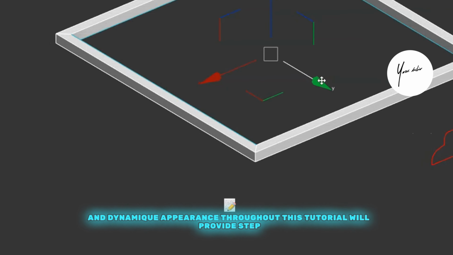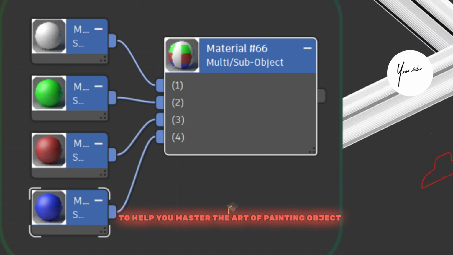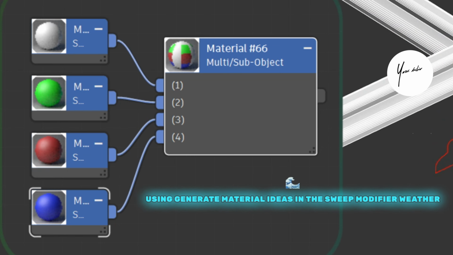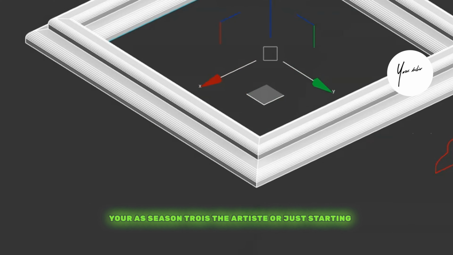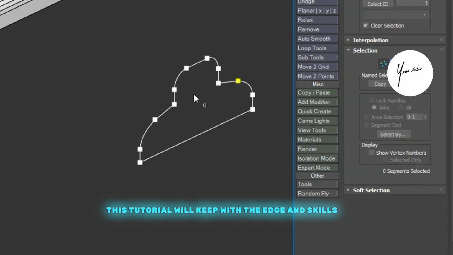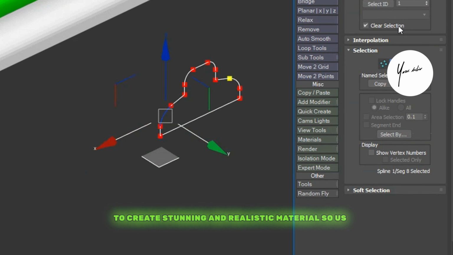Throughout this tutorial, we'll provide step-by-step instructions, practical examples, and useful tips to help you master the art of painting objects using Generate Material IDs in the Sweep modifier. Whether you're a seasoned 3D artist or just starting your journey, this tutorial will equip you with the knowledge and skills to create stunning and realistic materials.